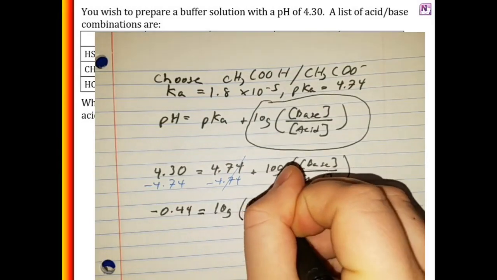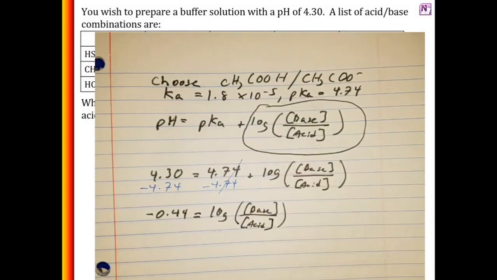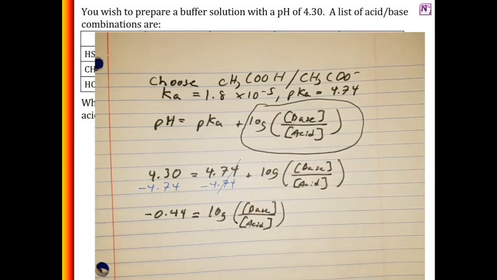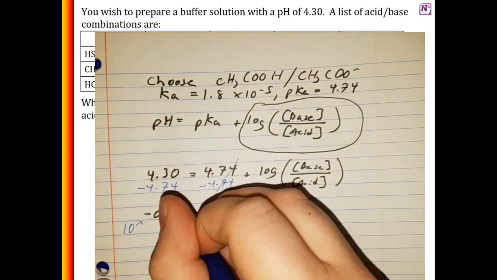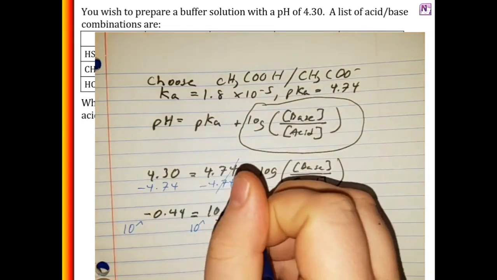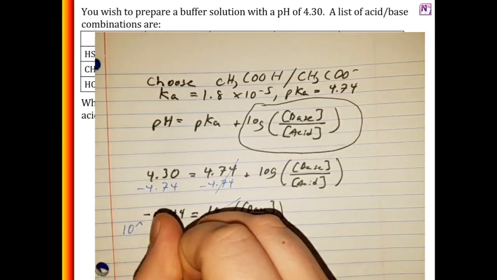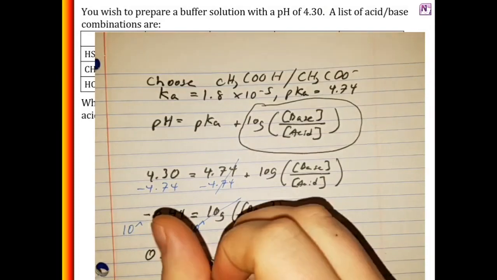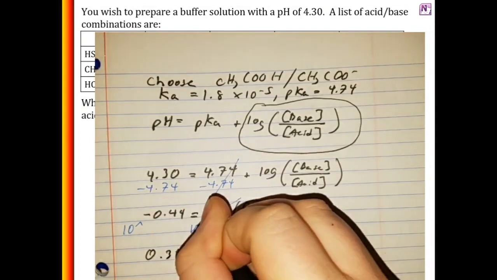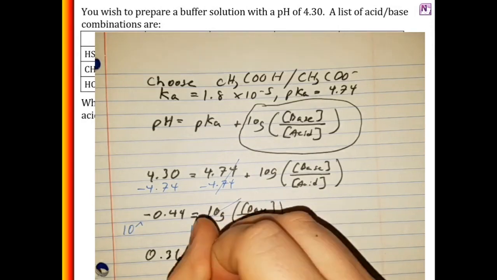Remember, now we just need to get rid of the log. How do we get rid of the log? We're just going to raise 10 to the power of both sides. In other words, 10 raised to this, 10 raised to this, and we remove our log. That gives us 0.36 is equal to the ratio of our base to our acid, and that's our answer.